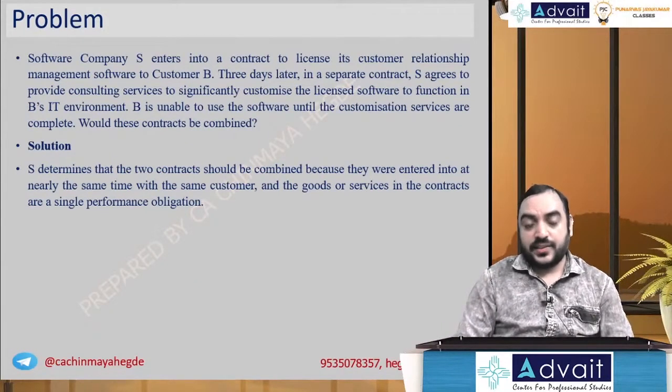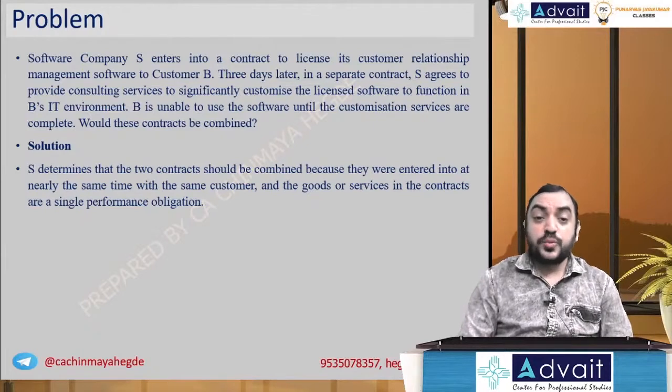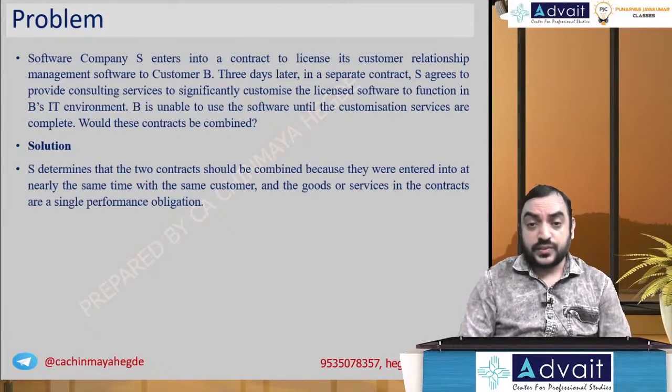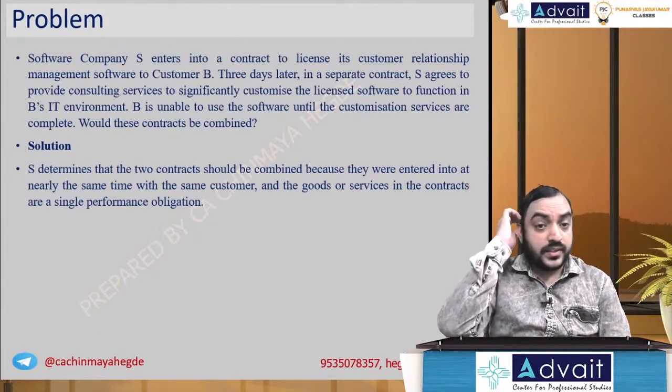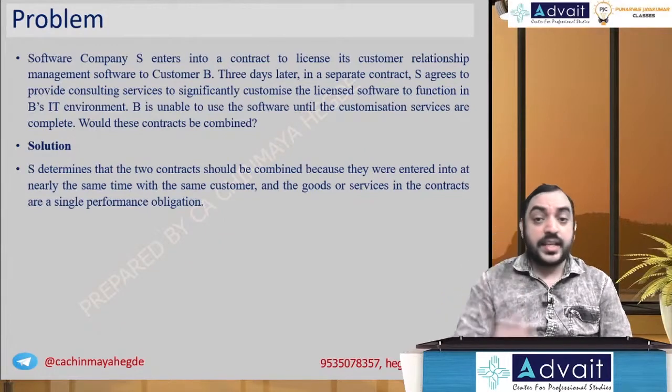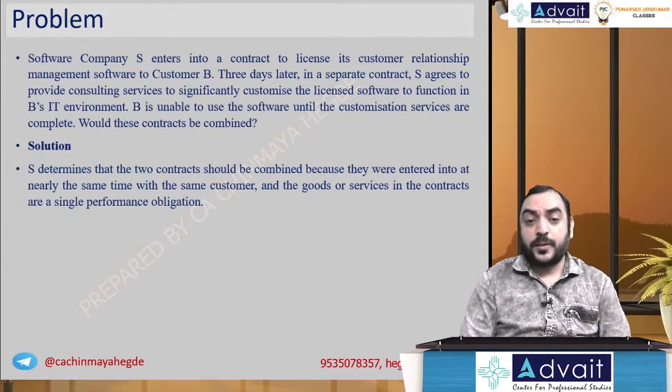Software company S enters into a contract to license its customer relationship management software to customer B. 3 days later, in a separate contract, S agrees to provide consulting services to significantly customize the licensed software to function in B's IT environment. B is unable to use the software until customization services are complete. Would these contracts be combined?